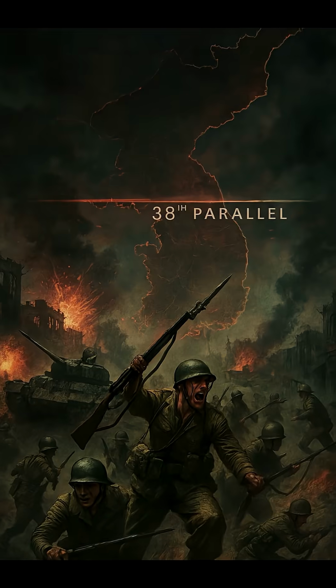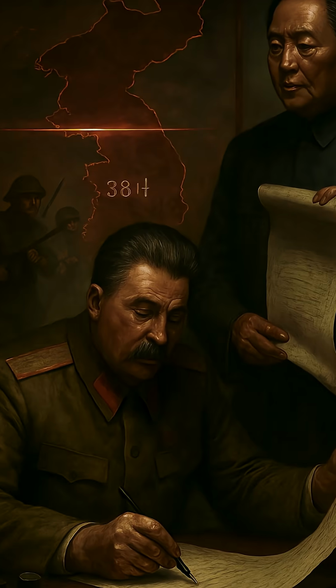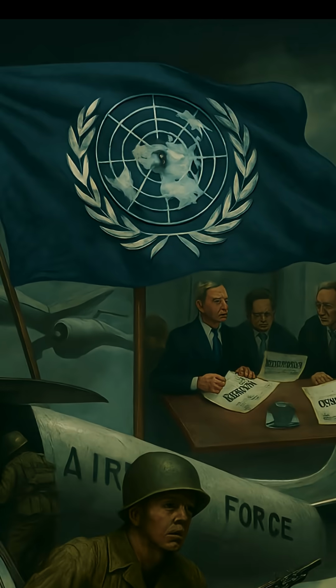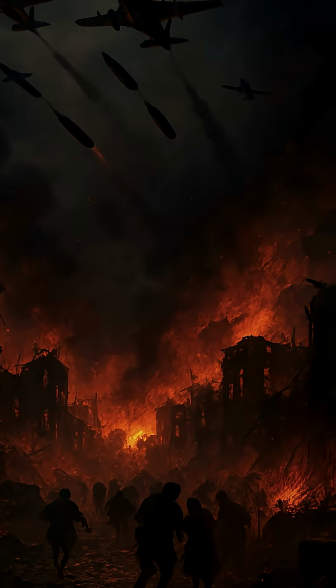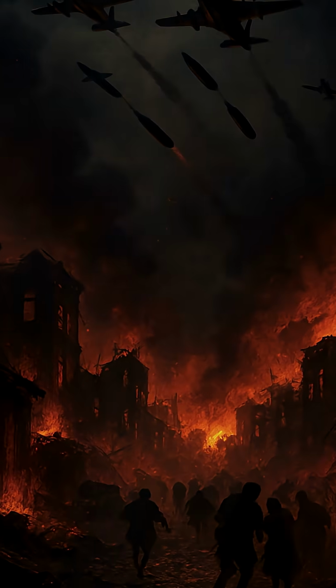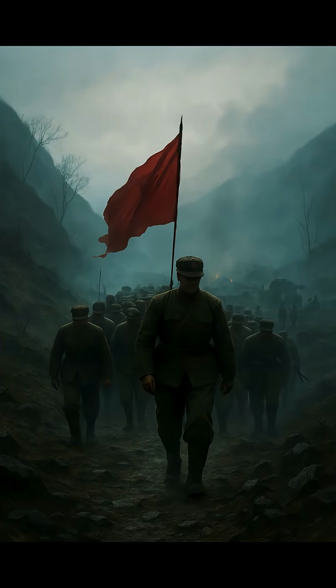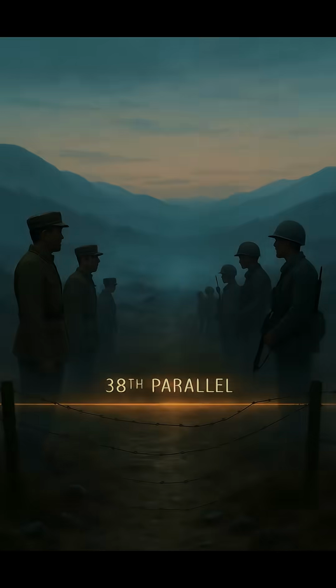On June 25, 1950, North Korea suddenly attacked the south. The assault had Stalin's approval on the condition that China would support too. The world was shocked. The US, backed by the UN, sent troops to defend South Korea. Massive airstrikes, napalm bombs, entire cities destroyed. The war turned brutal. US forces pushed north, reaching close to China's border.